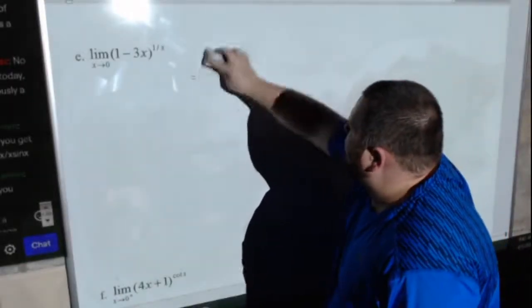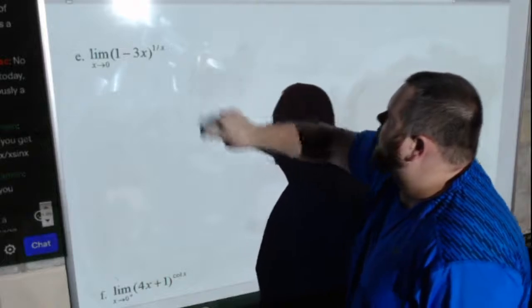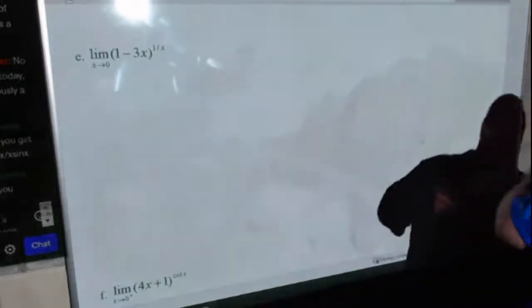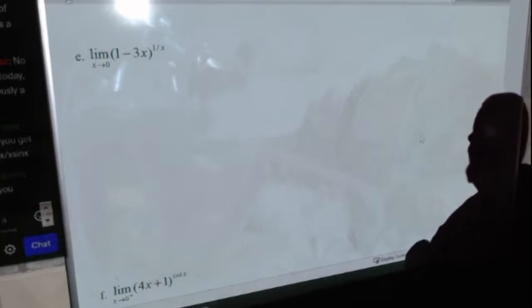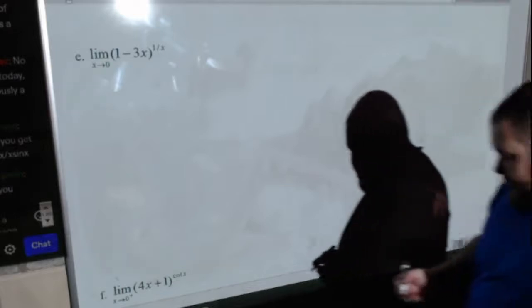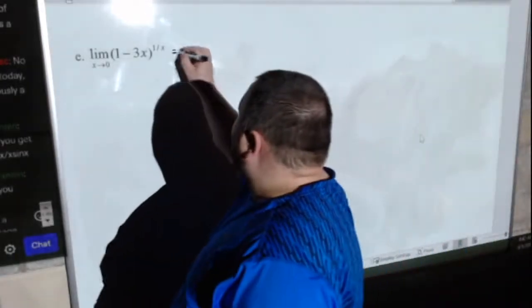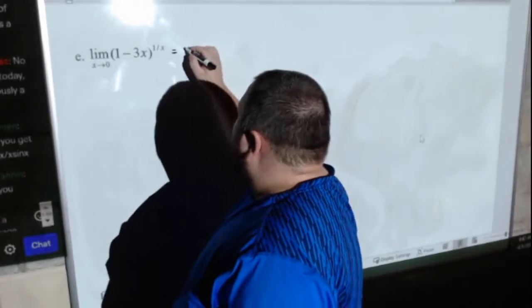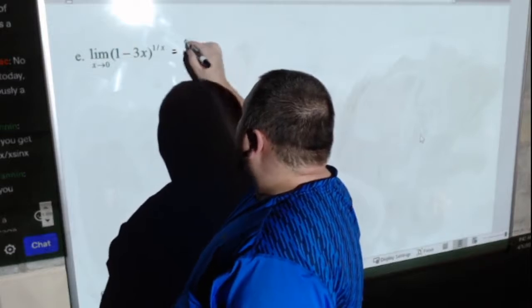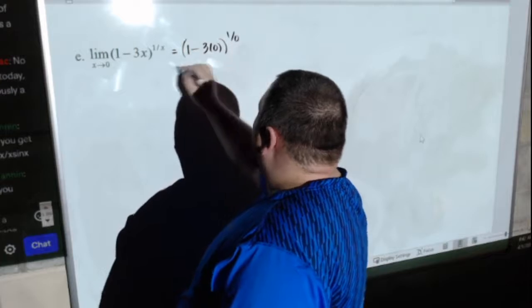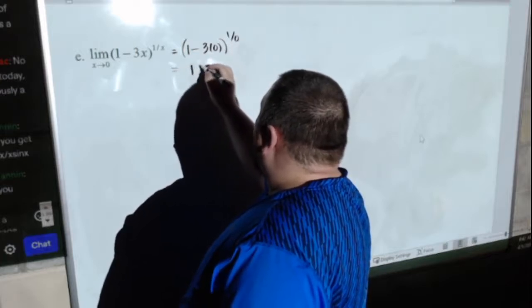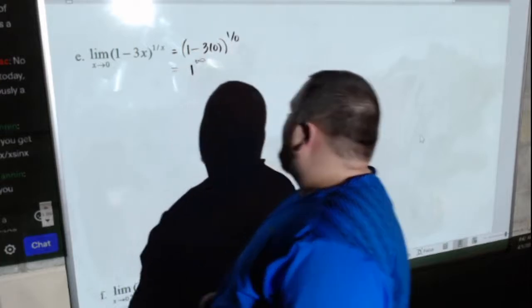So this last section of problems is slightly different because we've now got a power here of 1 over x. So first thing you should always do is try to direct substitute. So if I did that, this is 1 minus 3 times 0 to the 1 over 0. That is 1 to the infinity.